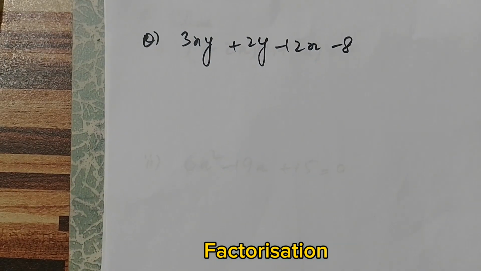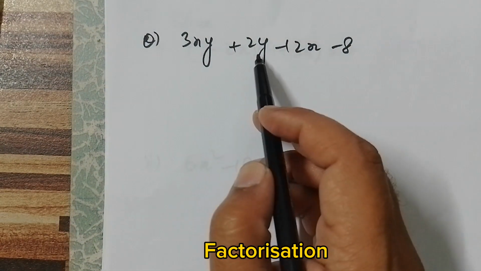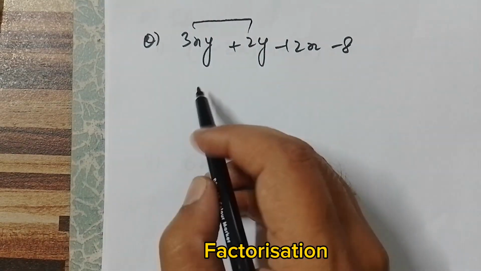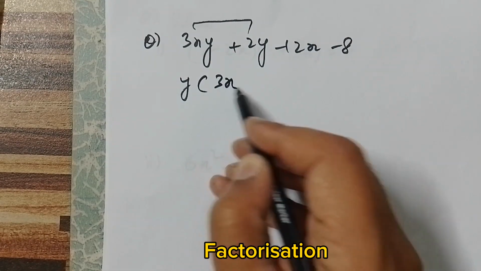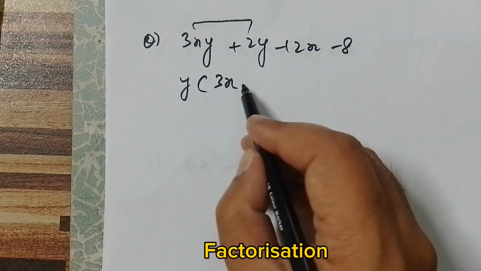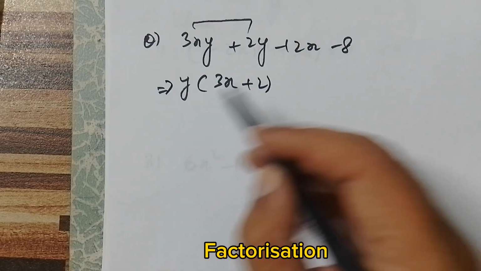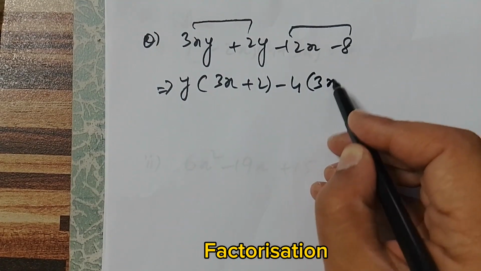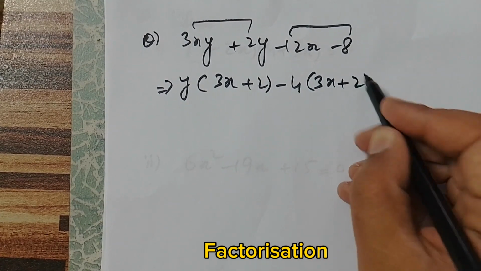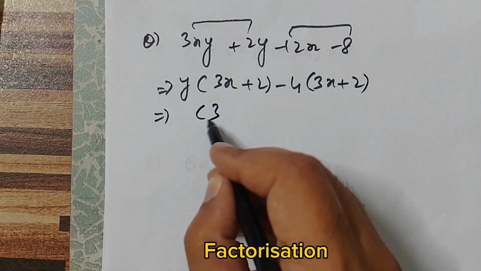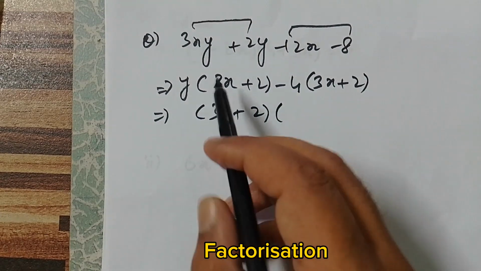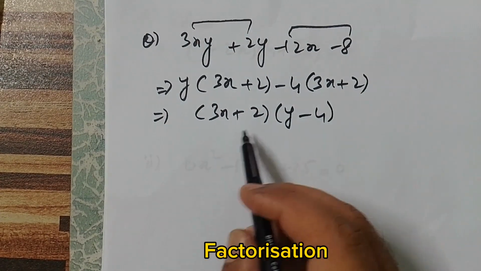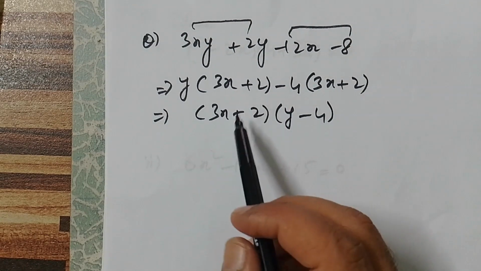This next question is also a factorization. We have 4 terms: 3xy plus 2y, minus 12x and minus 8. In the first two terms I can take y common, and in the bracket I will be left with 3x plus 2, and in the last two terms minus 4 can be taken common. Inside the bracket, 3x plus 2 again. This 3x plus 2 can now be taken common, and in the first term we have y, and in the second term we have minus 4. So these are the required factors for this given expression.